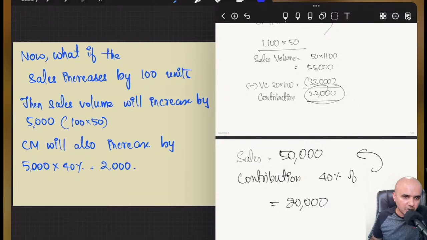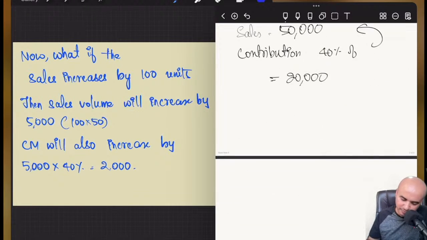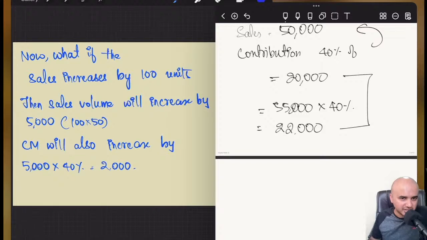Okay, so now when we are calculating contribution with increased sales, we don't have to do all this. That is the whole point. We can simply look at the sales value. The increased sales value is 55,000. On that, simply apply the percentage of 40, which is our contribution ratio or PV ratio. So now, which will be nothing but 22,000. That's it.